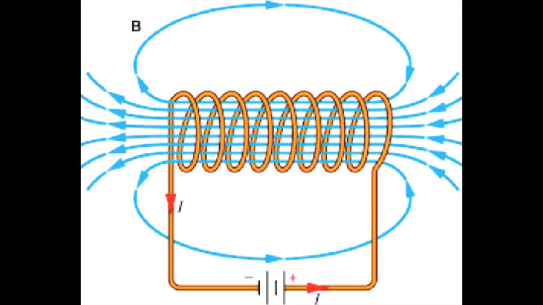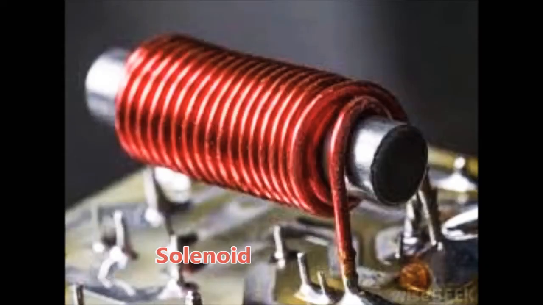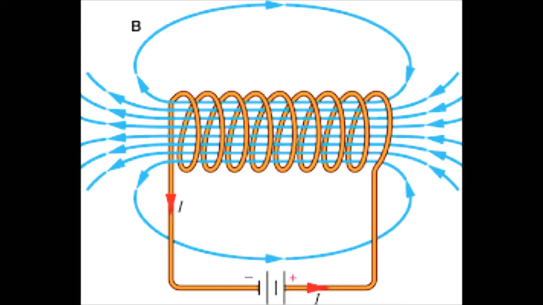The circular turns wrapped closely in the shape of a cylinder, which we added as loops, is nothing but a solenoid. This is the pattern of magnetic field around a current carrying solenoid.